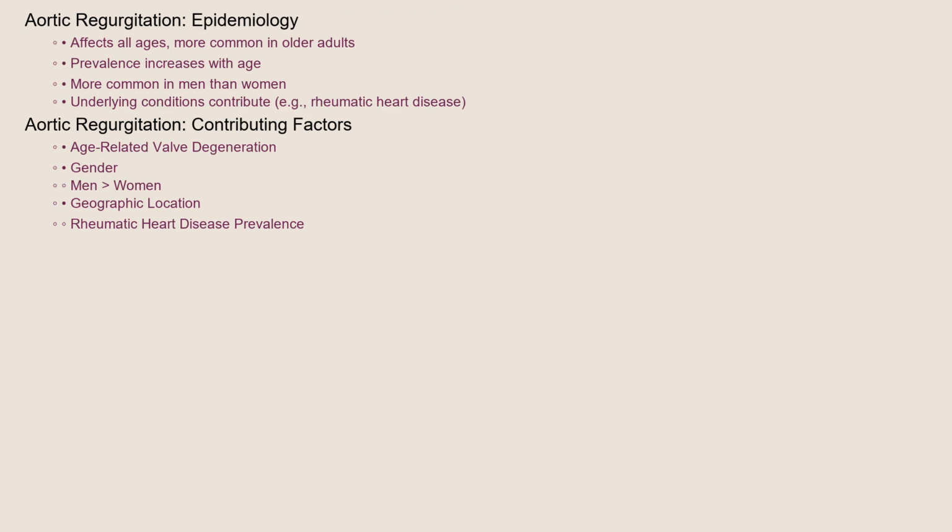Aortic regurgitation affects people of all ages, but it's more common in older adults due to age-related valve degeneration. The prevalence of aortic regurgitation increases with age. Men are also more likely to develop aortic regurgitation than women. The occurrence of certain underlying conditions, like rheumatic heart disease, varies geographically and contributes to the overall epidemiology of the condition. The global burden of aortic regurgitation reflects the interplay of these factors, including aging populations and the prevalence of risk factors.